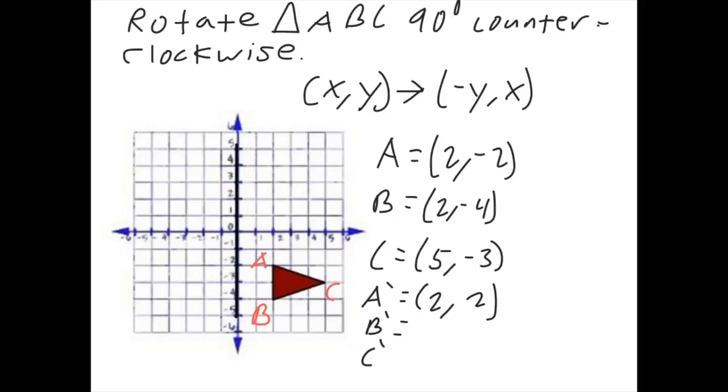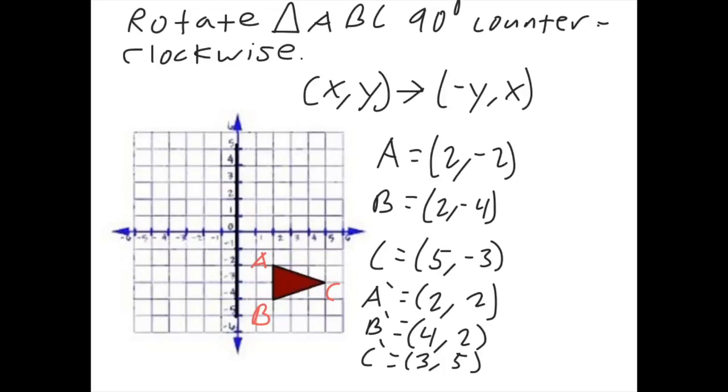For B prime, y was negative 4. So that means our x is going to be the negative y, so negative negative 4 becomes a positive 4. And our y now becomes the original x, which was 2. And for C prime, the y was negative 3, so our x will be negative negative 3, or a positive 3. And the x was 5, so our y will be 5.